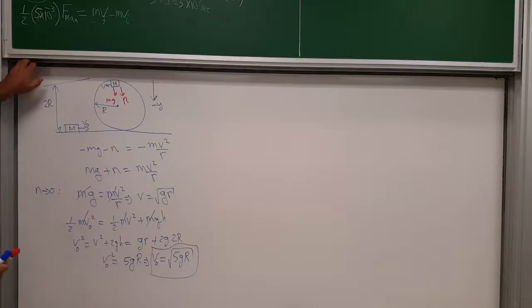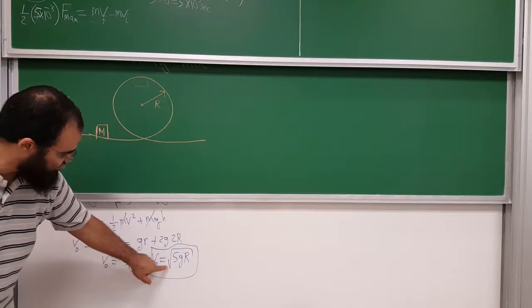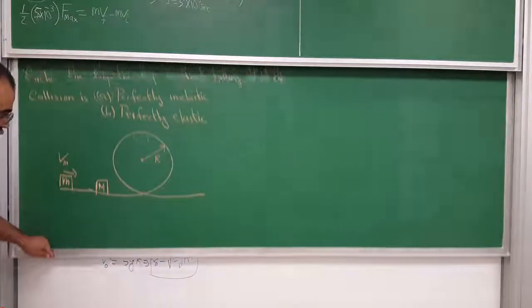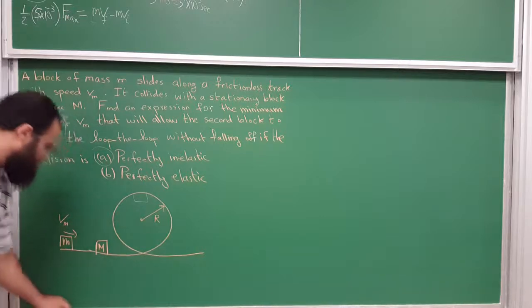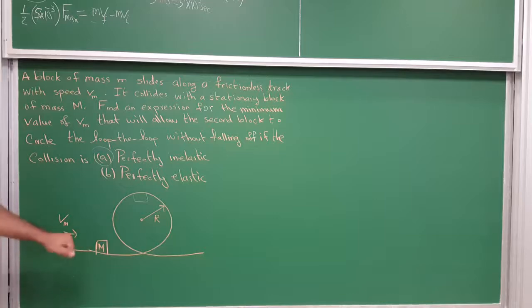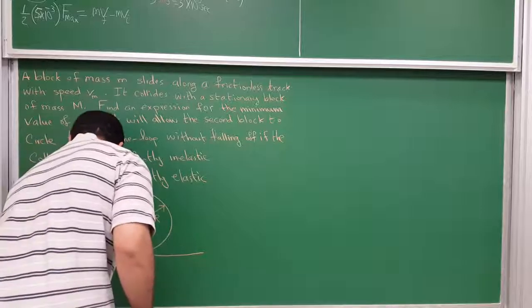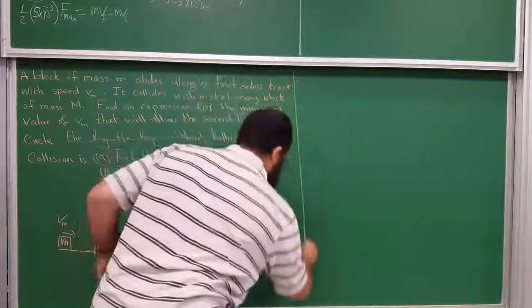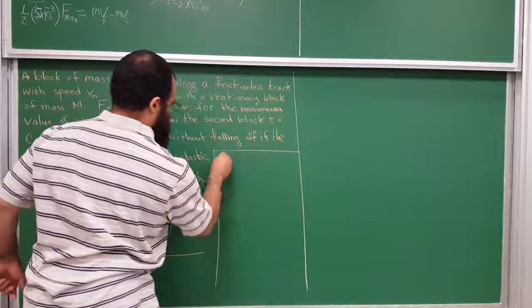So let's go back to the original problem here. Remember, the initial speed should be the square root of 5gr. Now we will do it in steps here. Suppose the collision is inelastic, so these two will collide. We will do that first case, case A, inelastic.